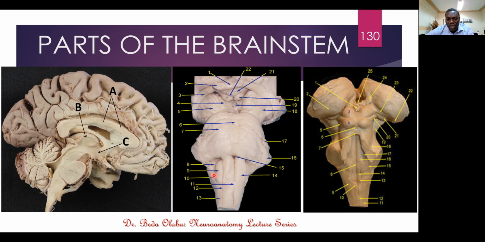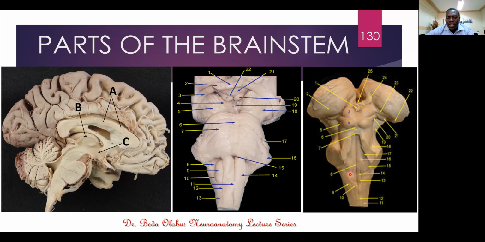Lateral to that olive, we have that bulge there, which we call the inferior cerebellar peduncle. So this one is also going to the cerebellum, but connecting the cerebellum to the medulla oblongata. So we call it the inferior cerebellar peduncle.